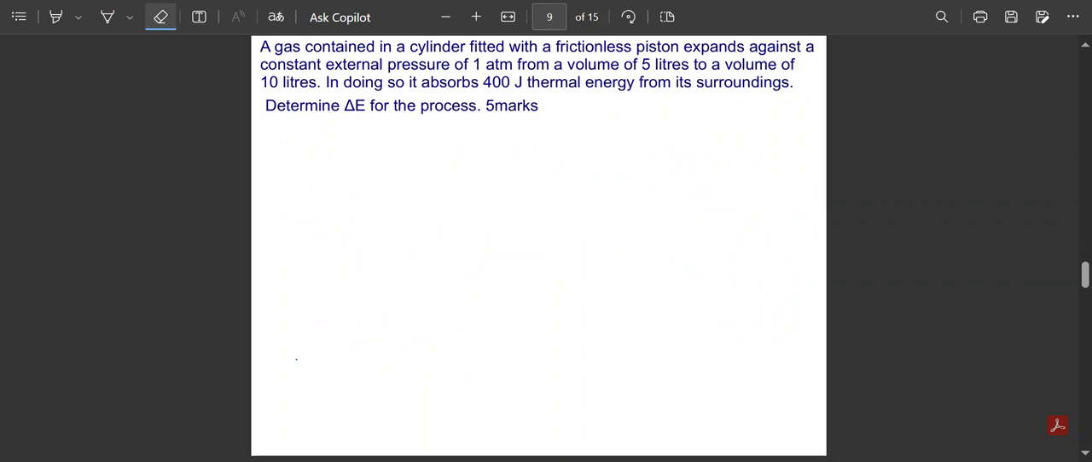Another question says: a gas contained in a cylinder fitted with a frictionless piston expands against a constant external pressure of 1 atm from a volume of 5 liters to a volume of 10 liters. In doing so, it absorbs 400 joules of thermal energy from its surroundings.